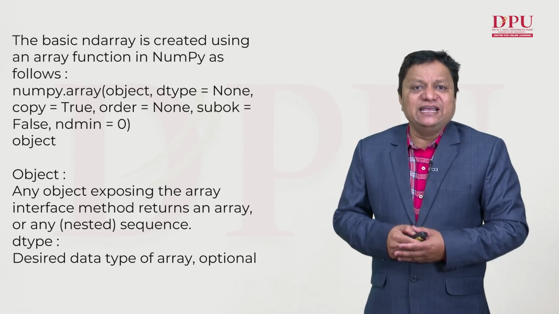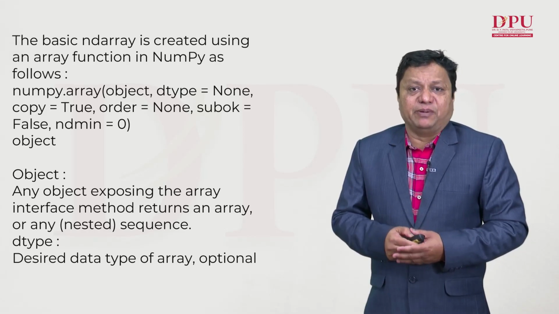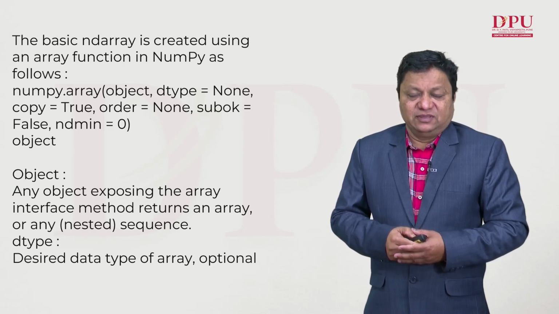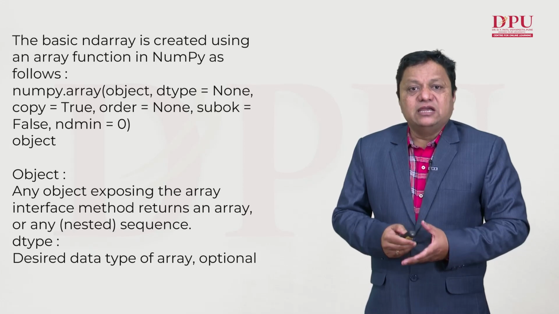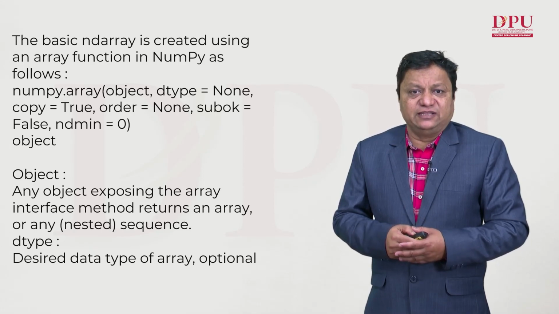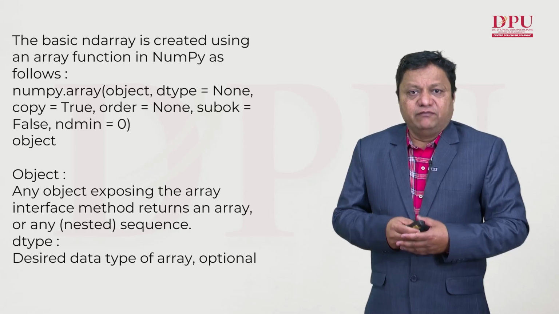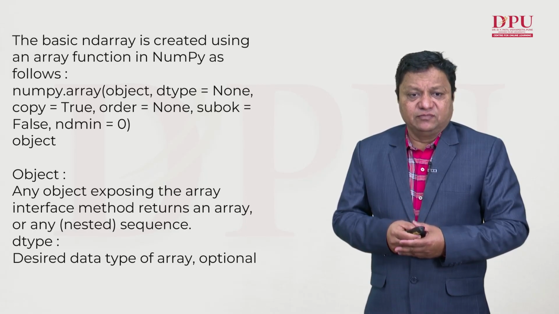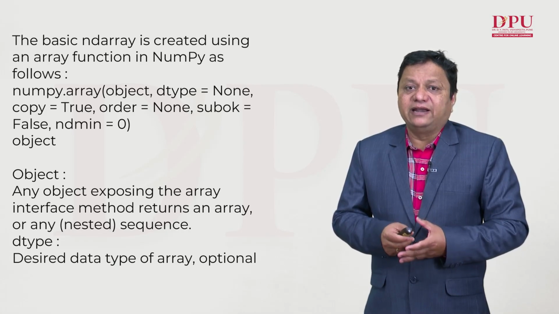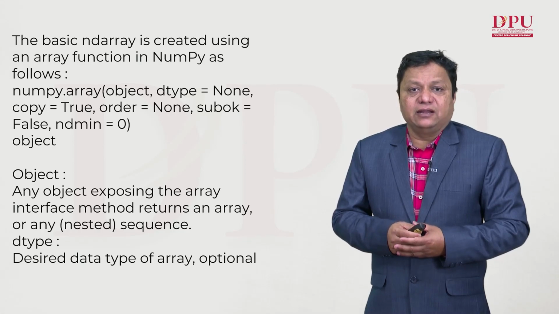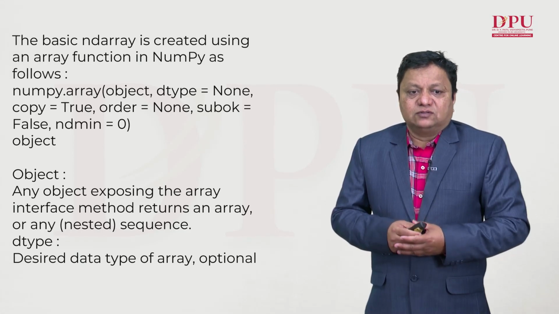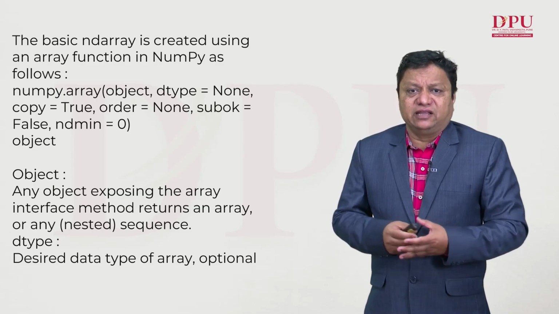So, a basic ndarray is created using the array function in NumPy in the following way, that is numpy.array. In the parentheses, we need to specify the object name, the data type name, and provide additional attributes like copy, order, subok, and ndmin. So, what are these attributes? Let us look at them one by one.